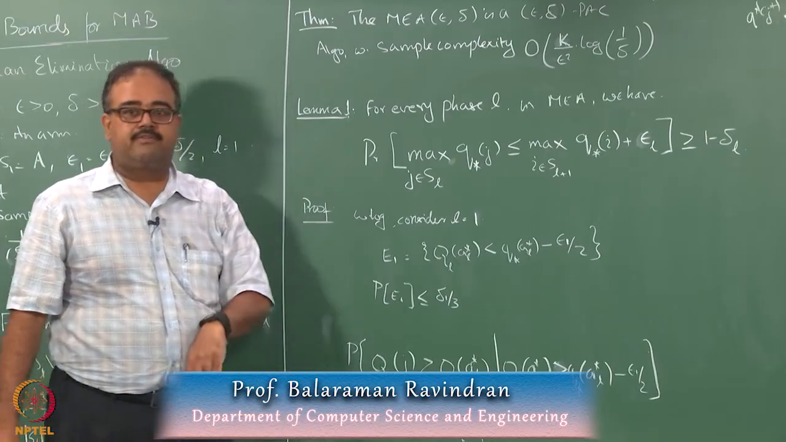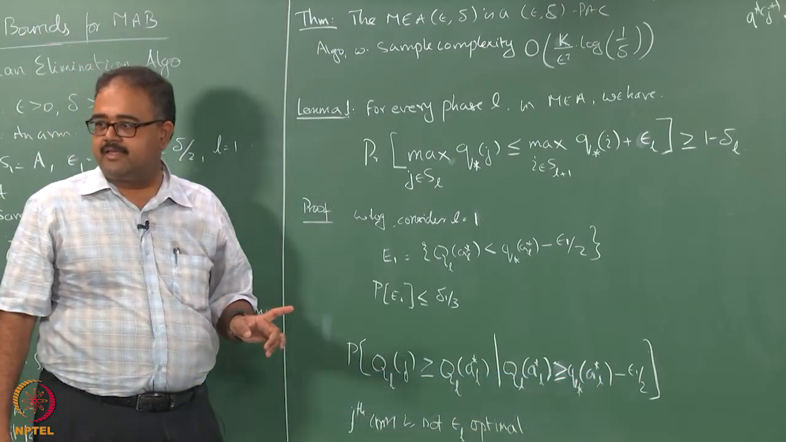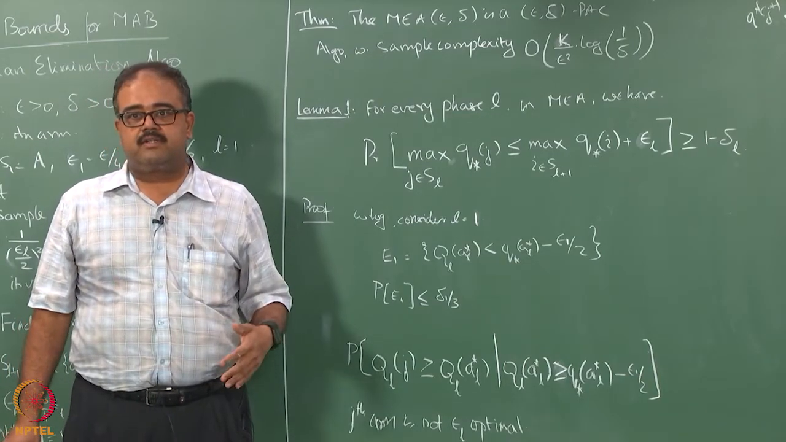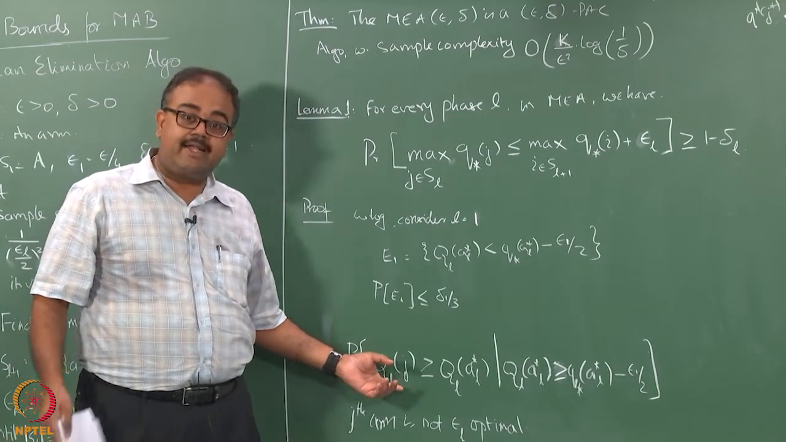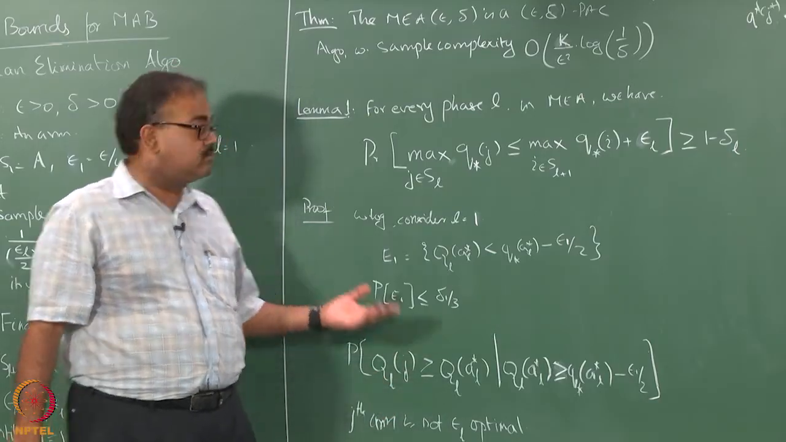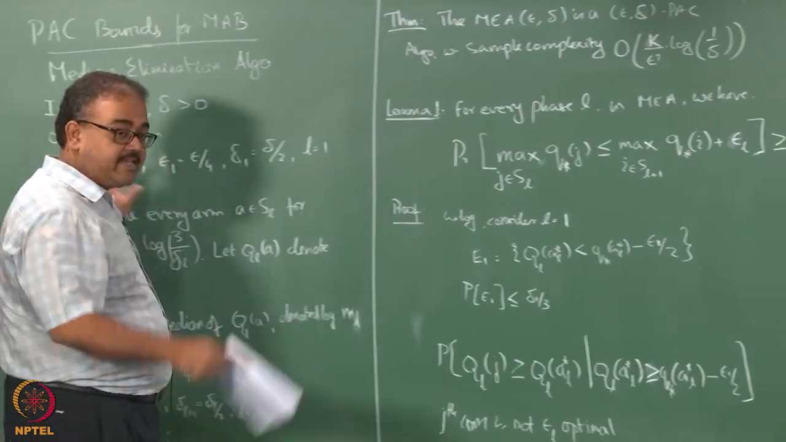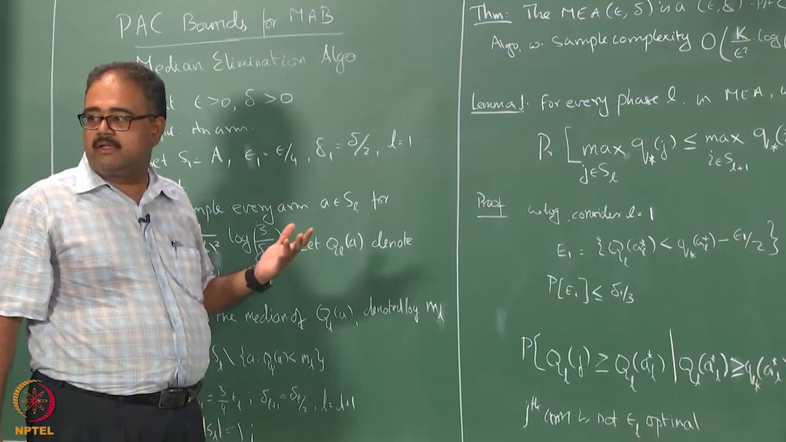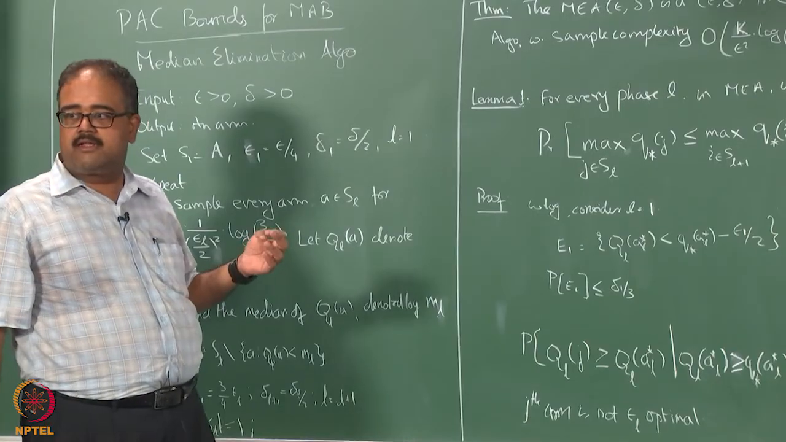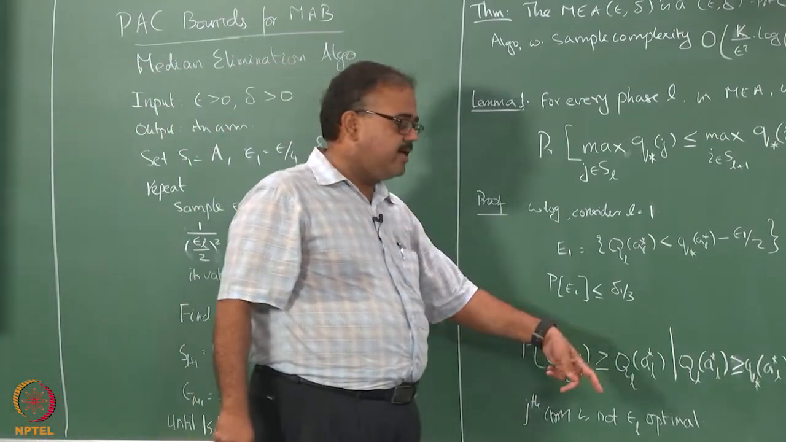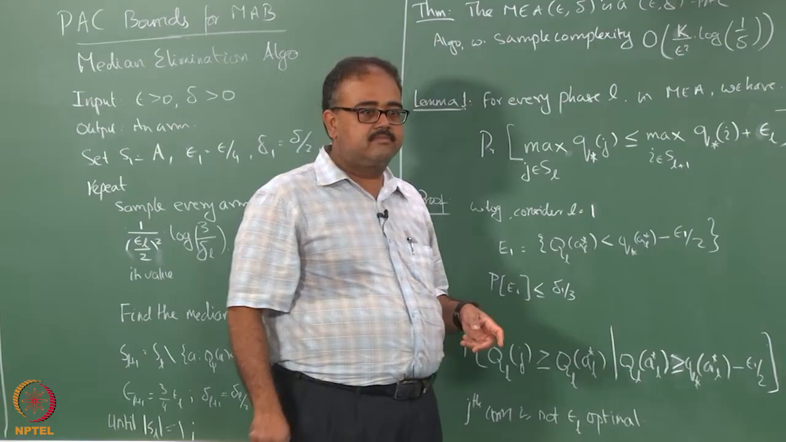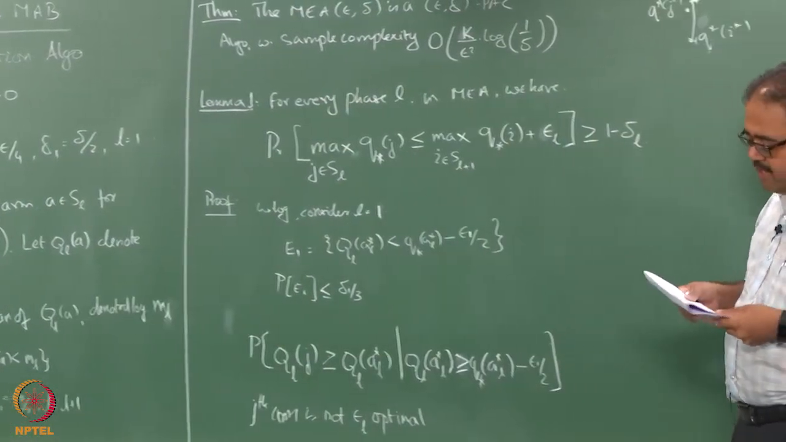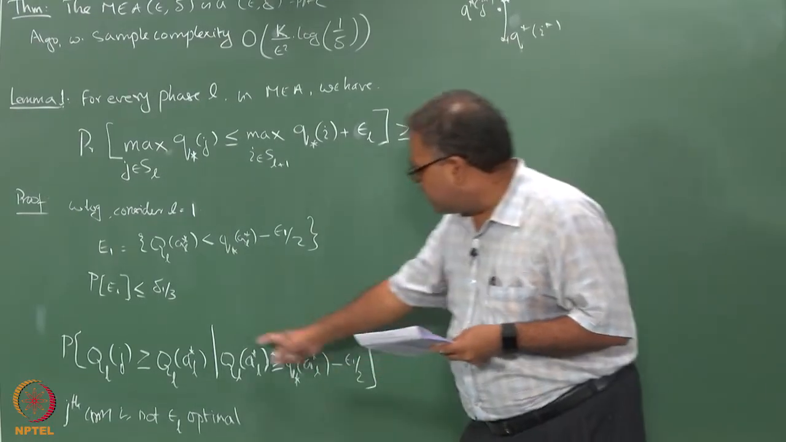It has to be in the lower half, not just get beaten by one guy, but it has to be in the lower half of the arms, right. So I need at least k by 2, or whatever the size of SL by 2, bad arms to beat me, correct, for me to eliminate this arm. I need at least half of the arms to beat me, not just one arm, right. But before we go to that part, what is the probability of this happening?